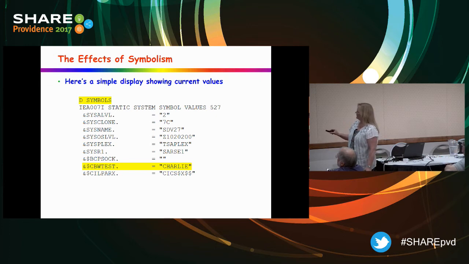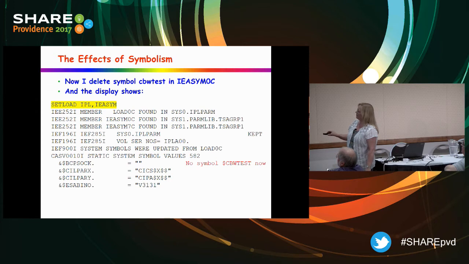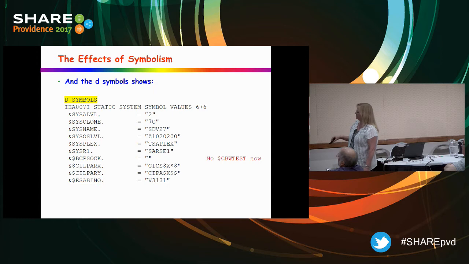And then I went to the IEASYM 0C member via ISPF edit, or whatever editor you use, and deleted the line with CBW test on it. Really simple. Did the SET LOAD IEASYM, and you can see that there's no CBW test member now. Piece of cake. There's your D SYMBOLS, and it's not there. Love it.